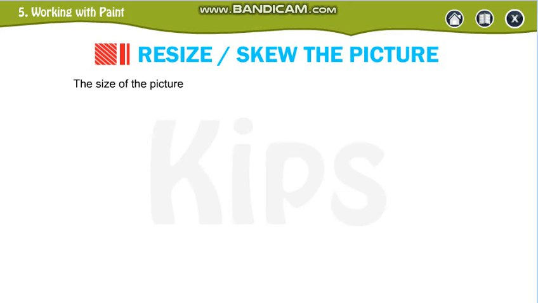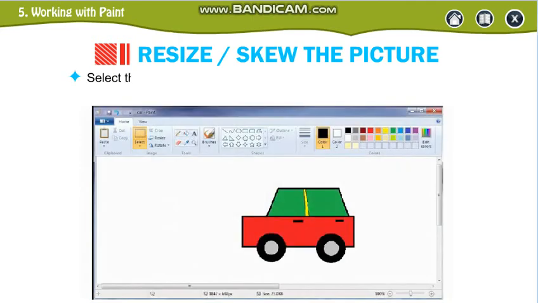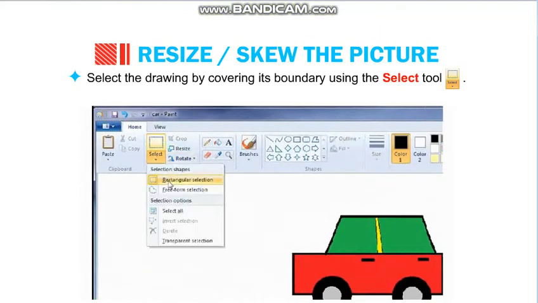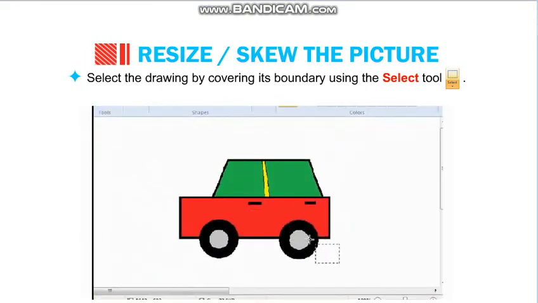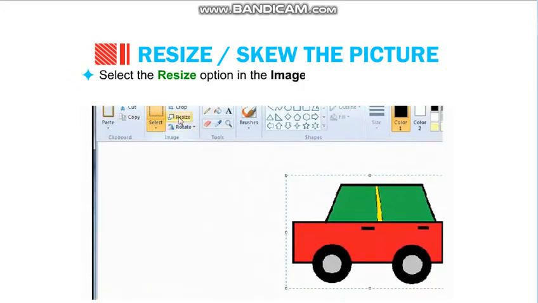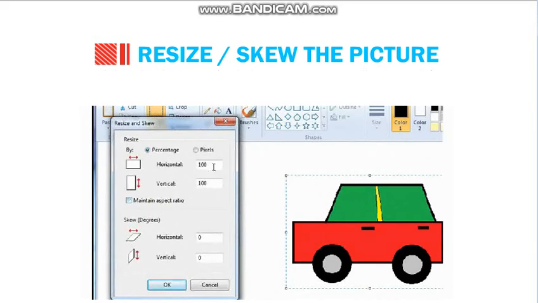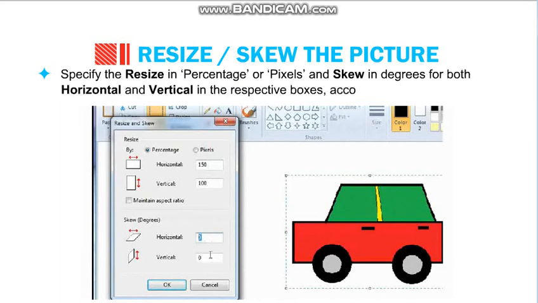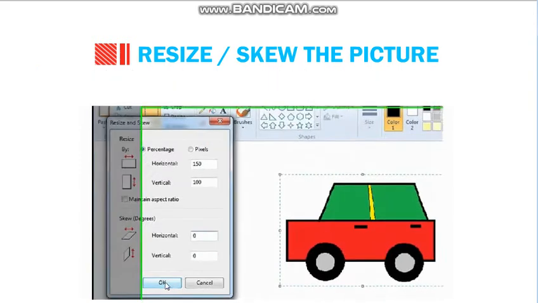Resize: how to resize. The size of the picture can be increased or decreased vertically. Select a drawing, then resize. Now we can resize it up to 150%. Skew: skew means you are stretching something, that is skew.